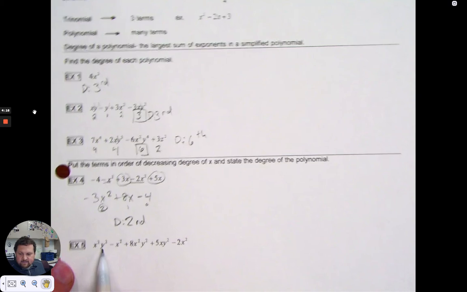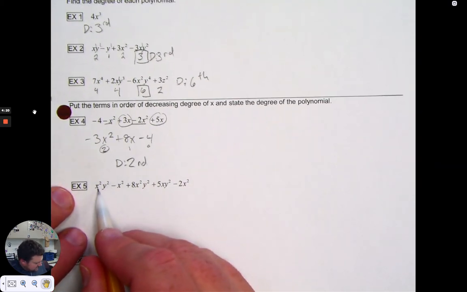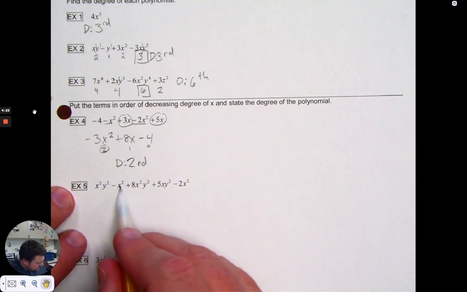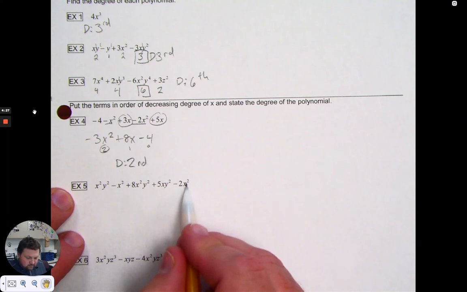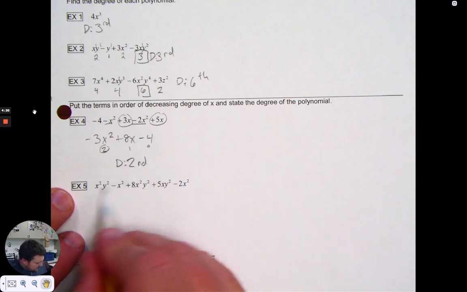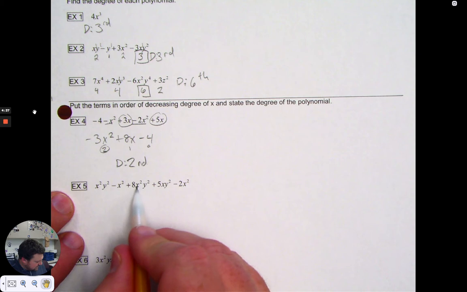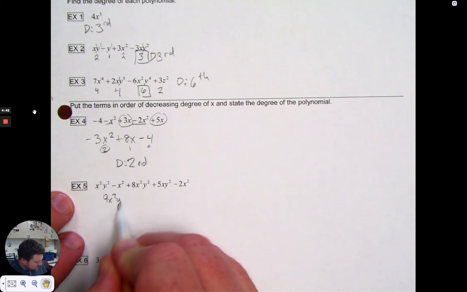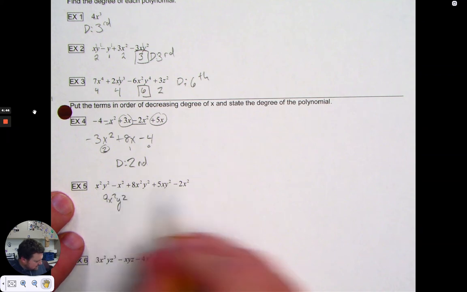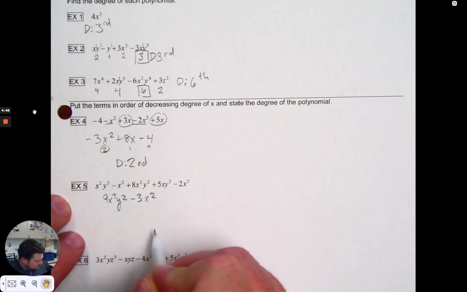Okay, for number 5, we're going to follow the same basic idea. We have this x squared y squared, we have a plain x squared, we have another x squared y squared, and we have another x squared over here. So we're going to put our x squared y squareds together because they as a term will have a higher degree. So x squared y squared plus 8x squared y squared, one of these plus 8 of those gives us 9x squared y squared. And then if we have minus x squared minus 2 more, leaves us minus 3x squared.